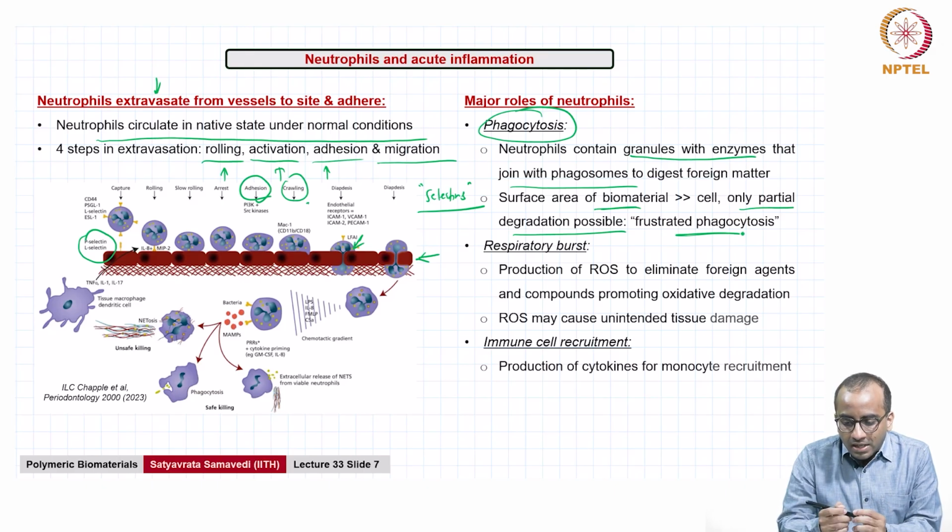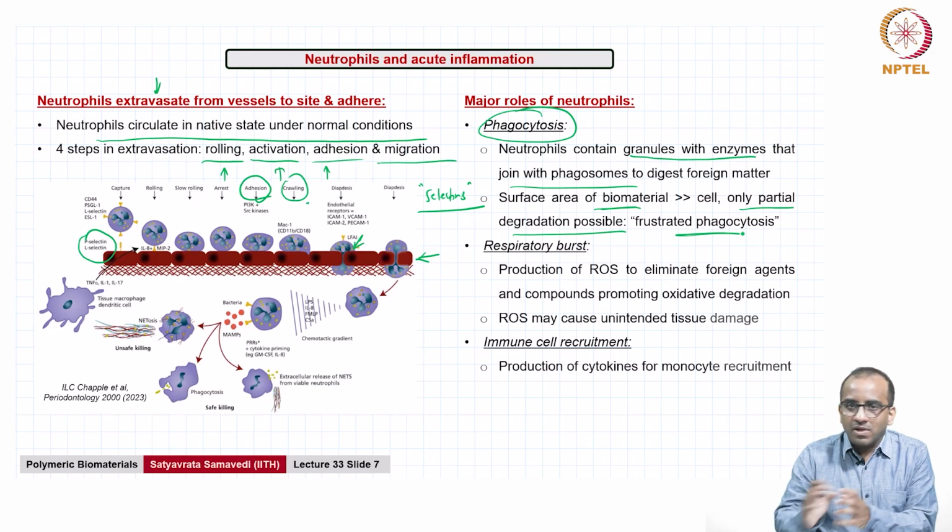So, essentially phagocytosis is engulfing of foreign matter, and these neutrophils are taking in this foreign matter, digesting it and spitting it out. Right? That's, broadly, in a very crude sense, what phagocytosis is.